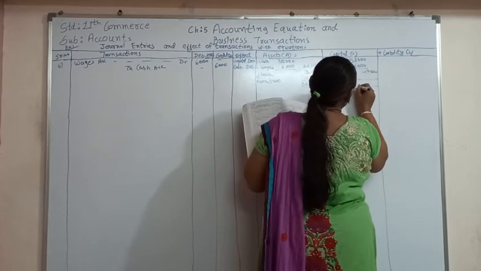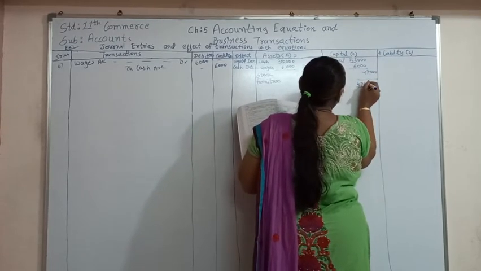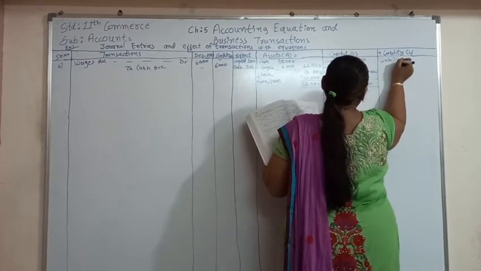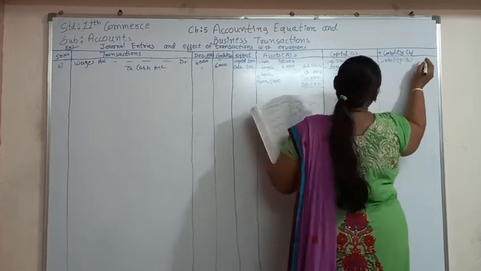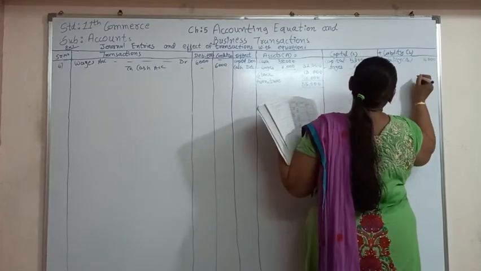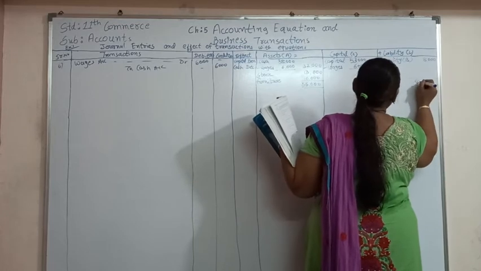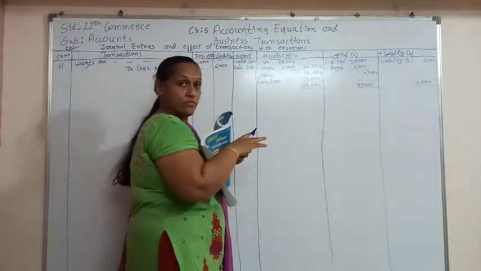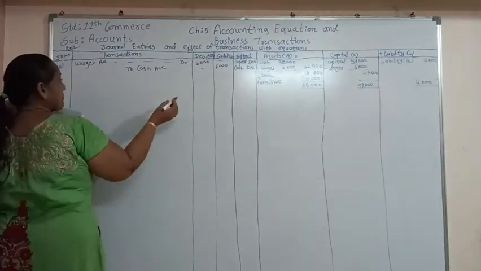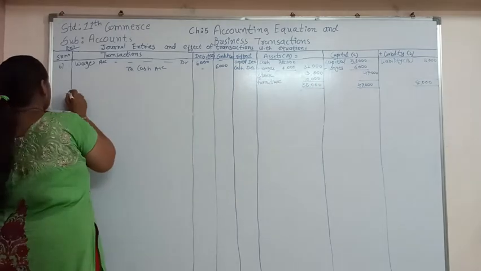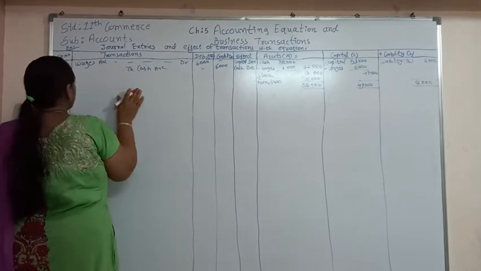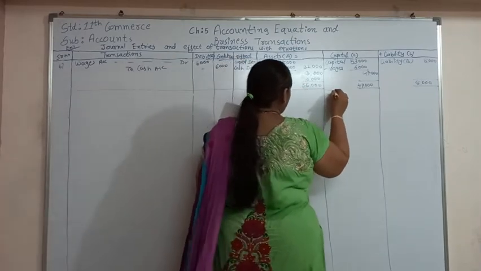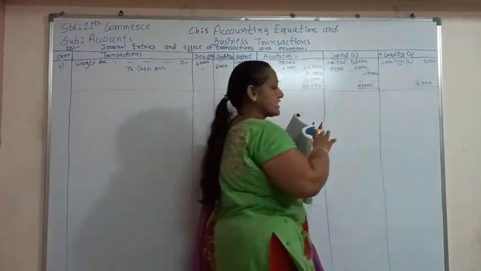That we are going to take, 47,000, and liability of B, it was 8,000. So that is going to continue. So here 47 plus 8, it will be 55. So that will be A is equal to C plus L. Now let's see the next transaction.